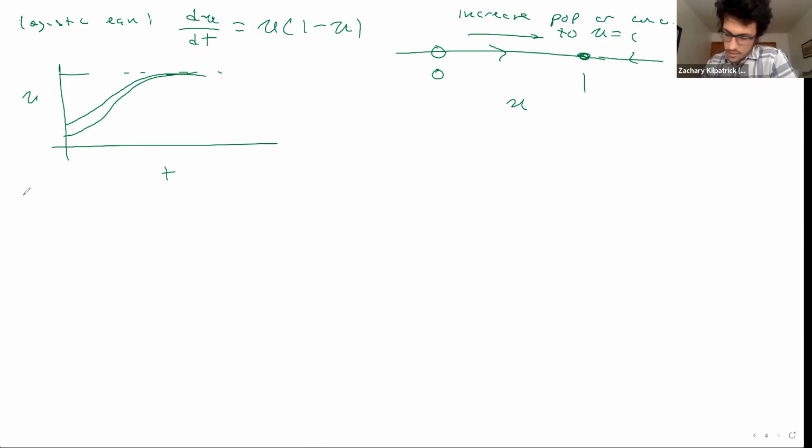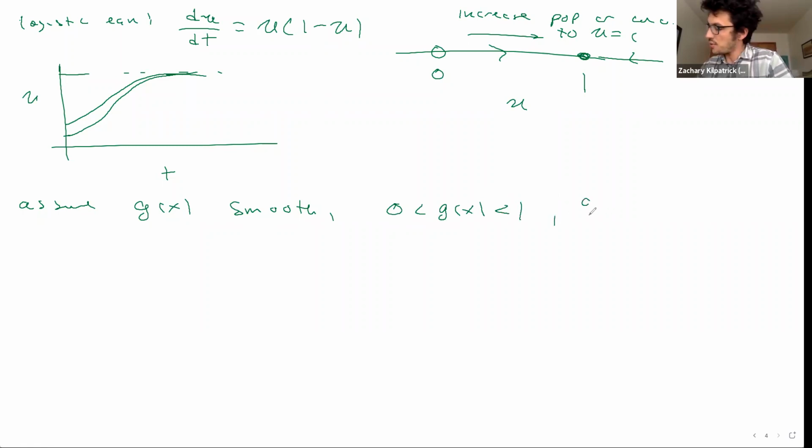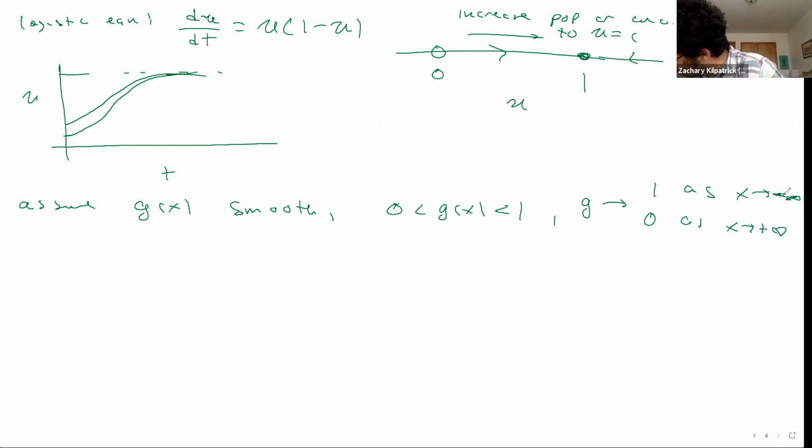The other thing is that we assume that g of x is going to be smooth, okay. That's our initial condition. And g of x will, let's say, be between 0 and 1. And we'll say that g is going to go to 1 as x goes to minus infinity, and 0 as x goes to plus infinity. Okay, as x goes to minus infinity.